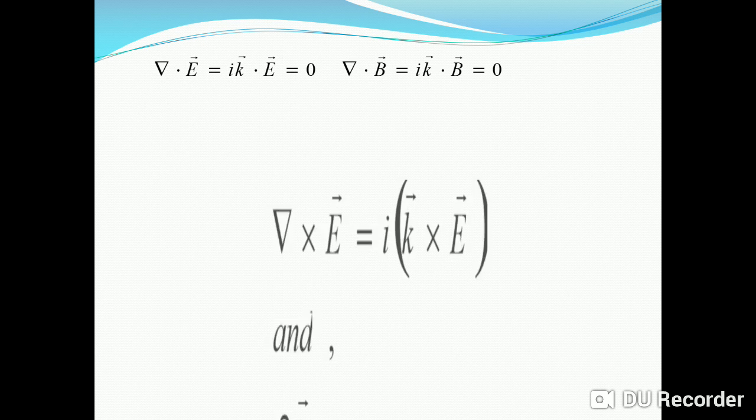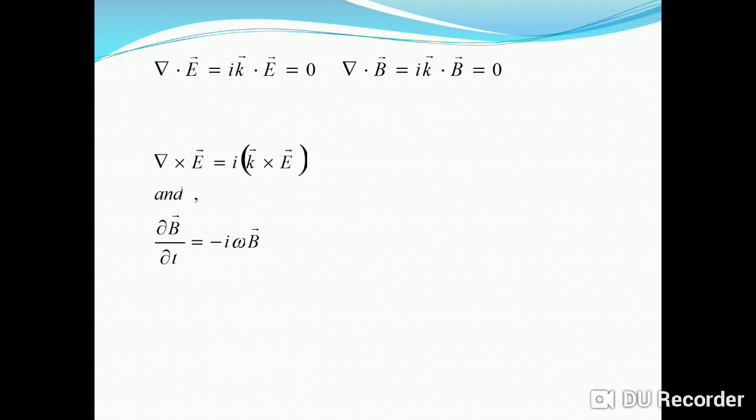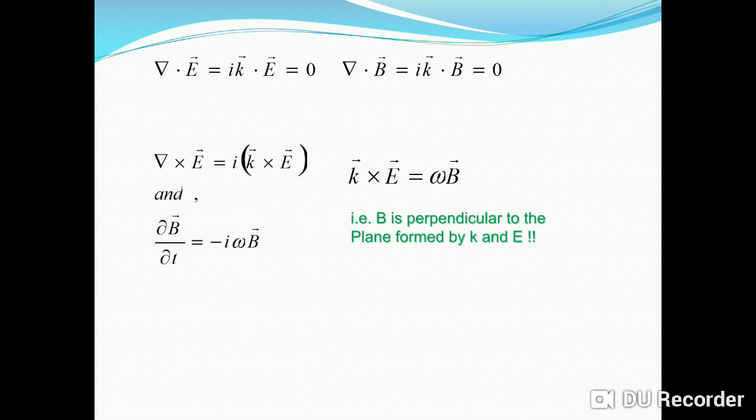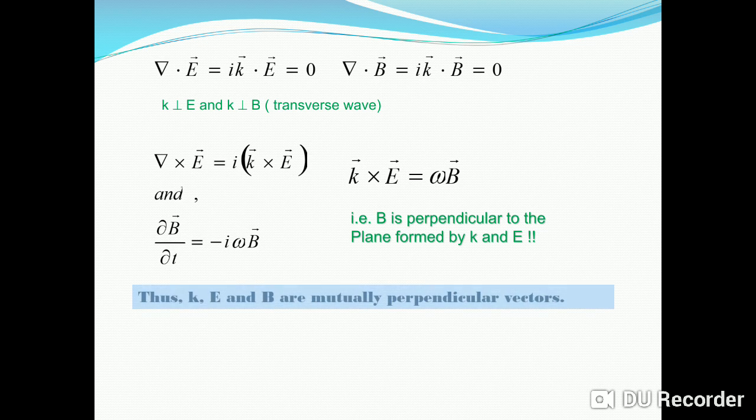By seeing this, we can understand that k, E and B are perpendicular vectors, that is, k is perpendicular to E and k is perpendicular to B. That is, the electromagnetic wave is transverse in nature.